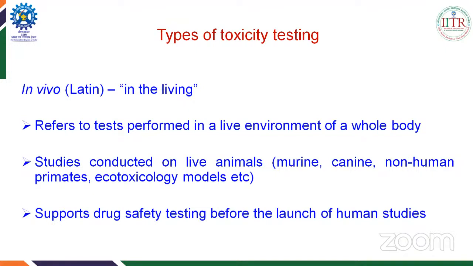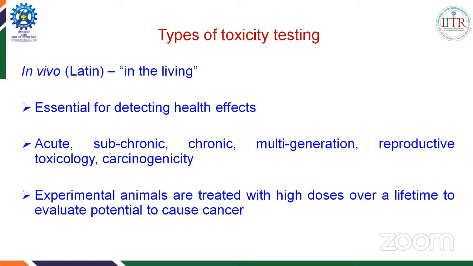This is an essential part of any of the preclinical safety testing, especially before we do the first in human dose calculation. There are again different types of in vivo testing which will come in the subsequent slides: acute toxicity, subchronic, chronic, multi-generational toxicology studies, reproductive toxicology studies, etc.